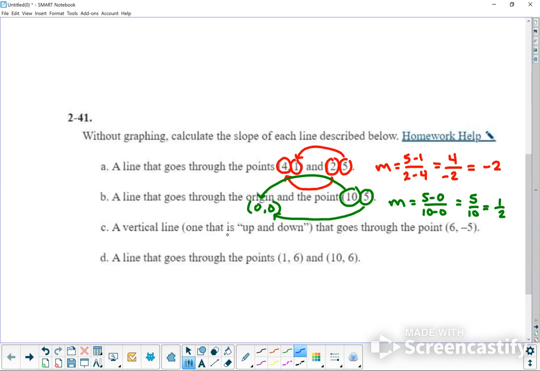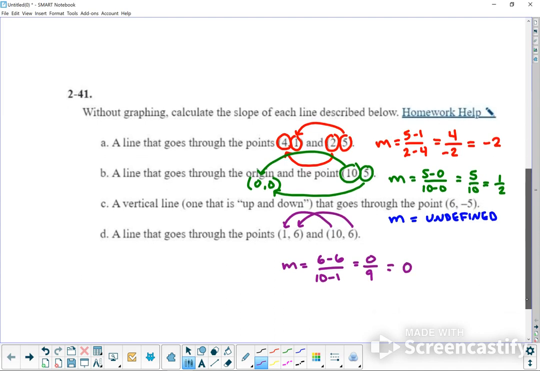A vertical line, one that is up and down, that goes through the point 0, 5. We talked about this the other day, but vertical lines have a slope that's undefined. A line that goes through the points 1, 6 and 10, 6. This one, we're going to use 6 take away 6. So the slope is 6 take away 6. That makes 0, and that's on the top of the fraction. We start with the y's first, remember that. Then we're going to go 10 take away 1. That's 9. And 0 divided by 9 is going to be 0.